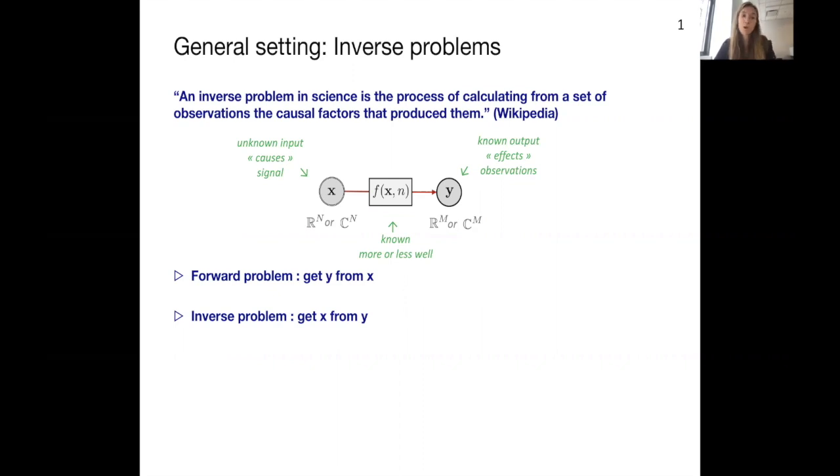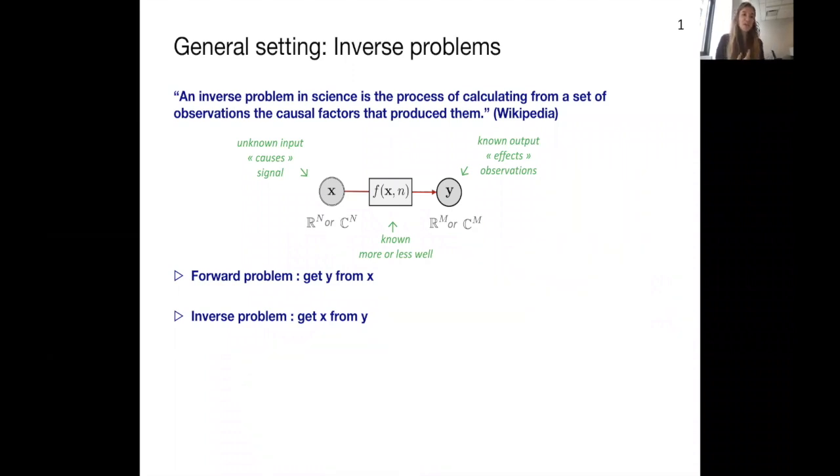Now the forward problem would be to go from x to y, and the inverse problem is, from y, recover x. It's nice because my notations are quite on par with, for example, the tutorial of Bob yesterday, where we also had the observations be y. So people will hopefully be following more easily.